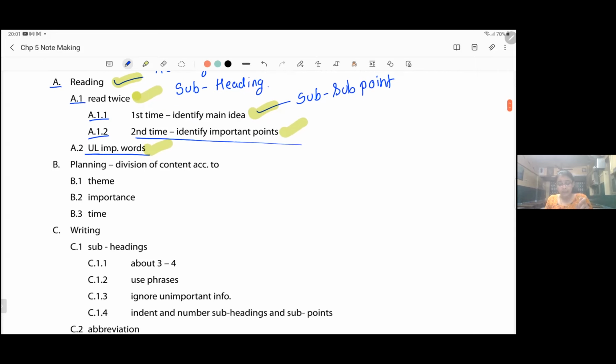Then see the second heading, that is planning, division of content. ACC means according to.